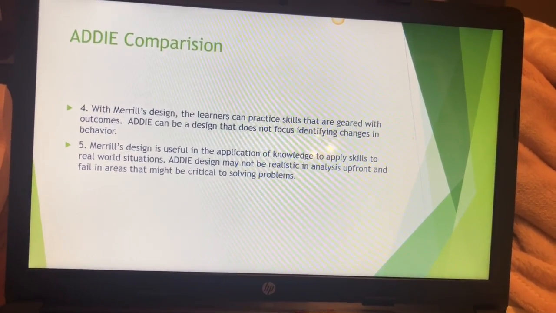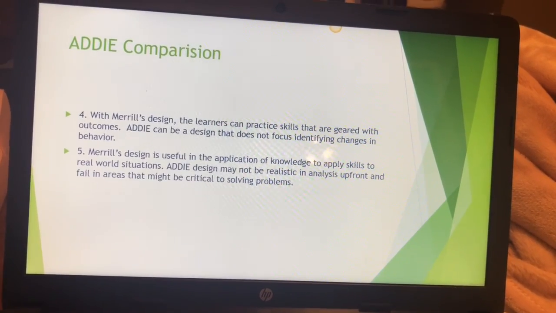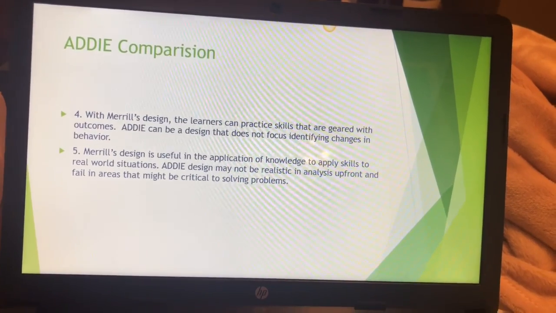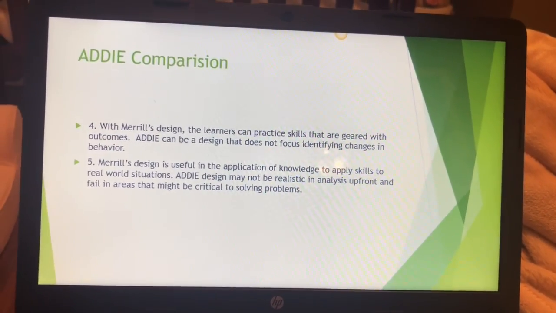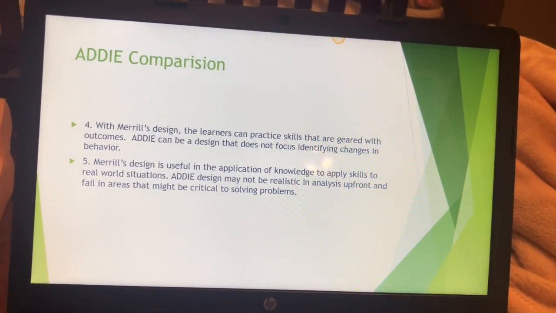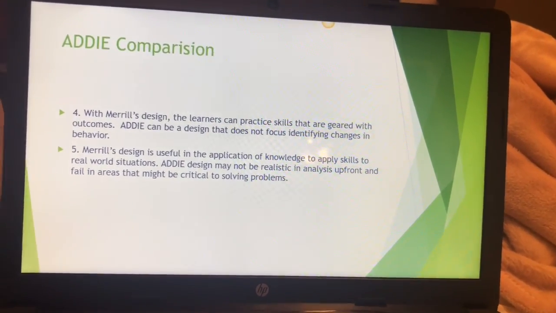The last one was that ADDIE design may not be realistic in analysis up front and may fail in areas that could be critical problem solving. With Merrill's, you had active learning going on, you had problem solving, critical thinking, and scenarios. So that's one of the reasons that I liked Merrill's instructional design.